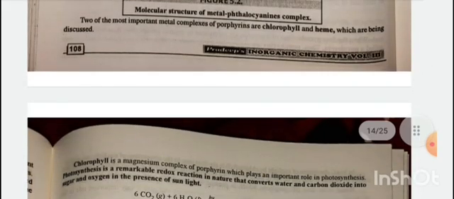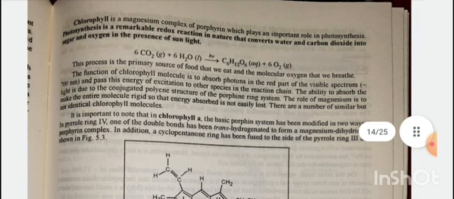Two of the most important metal complexes of porphyrins are chlorophyll and heme. These are being discussed. Chlorophyll is a magnesium complex of porphyrin which plays an important role in photosynthesis. Photosynthesis is a remarkable redox reaction in nature that converts water and carbon dioxide into sugar and oxygen in the presence of sunlight: CO2 plus H2O gives C6H12O6 plus 6O2. This process is the primary source of food that we eat and the molecular oxygen that we breathe.